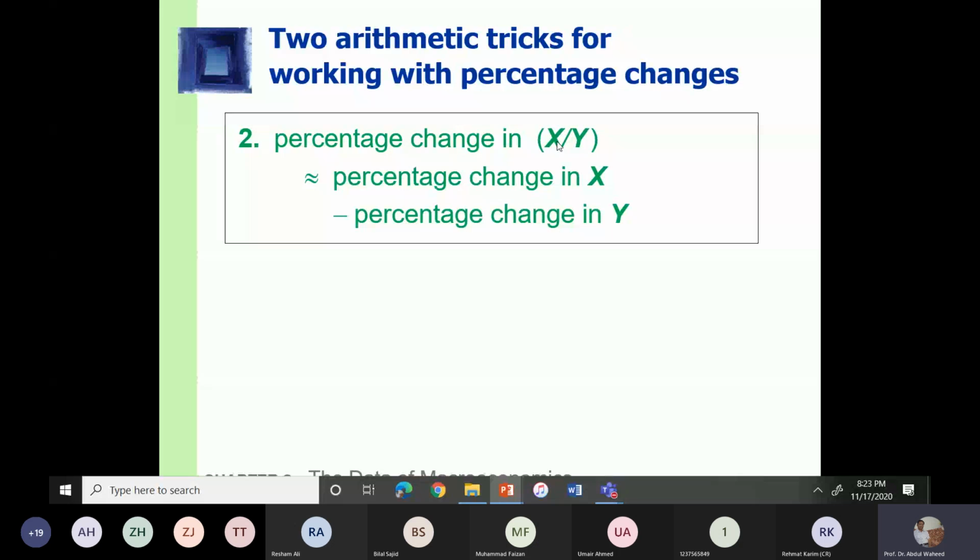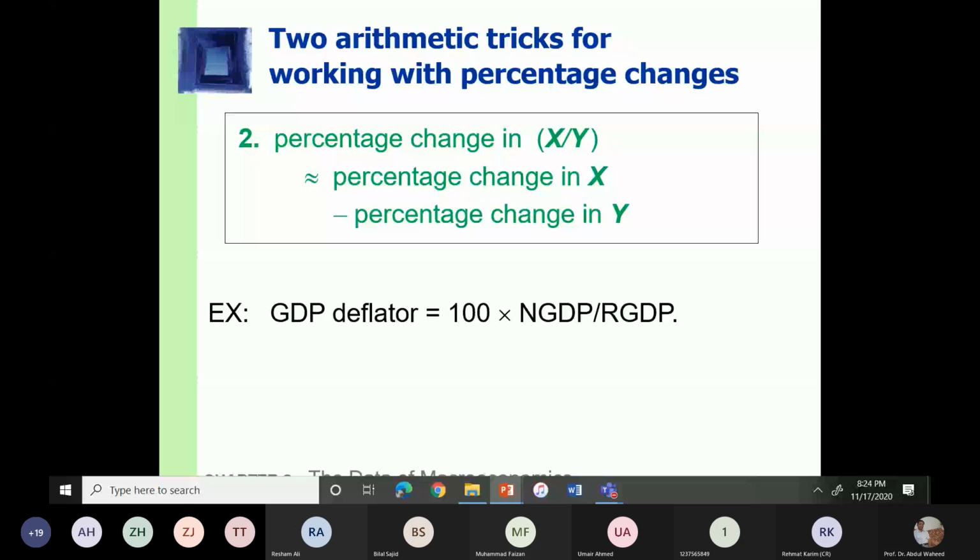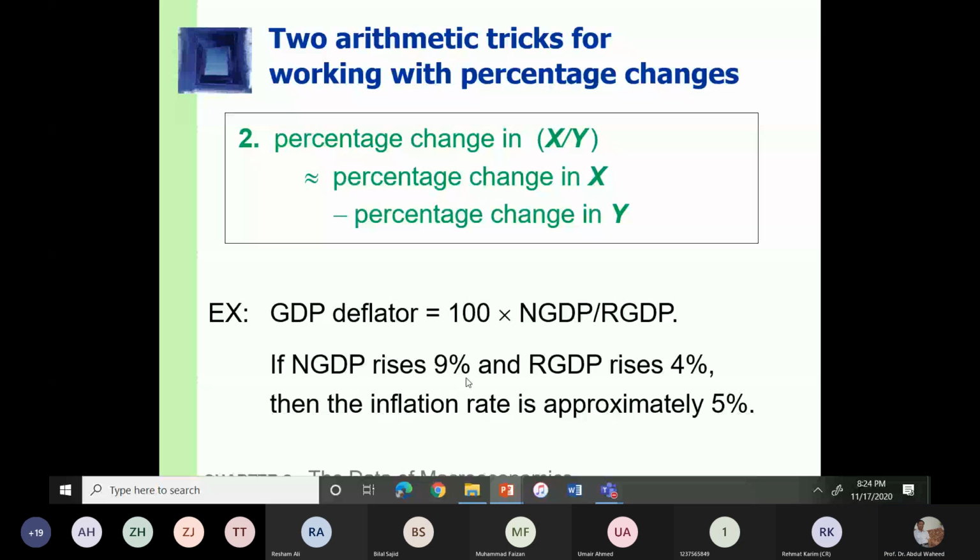Percentage change in x divided by y. If there is a variable like this, x divided by y, then the percentage change in this is approximately equal to the percentage change in x minus the percentage change in y. For example, take the GDP deflator. If nominal GDP rises by 9% and real GDP rises by 4%, then the inflation rate increases approximately by 5%. Okay, nominal minus real GDP growth rate, so that is reflected in the inflation rate.